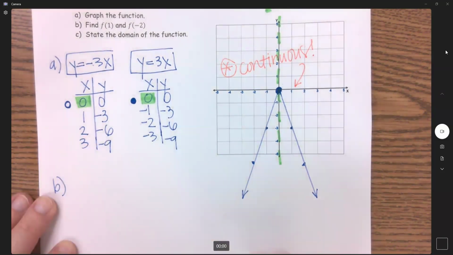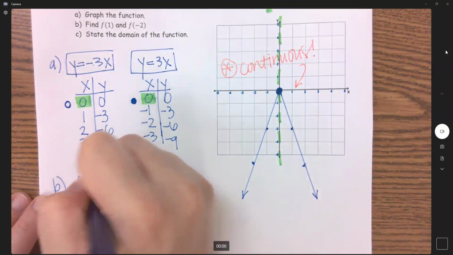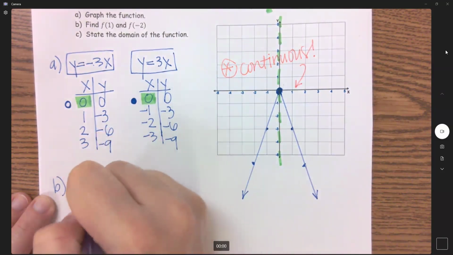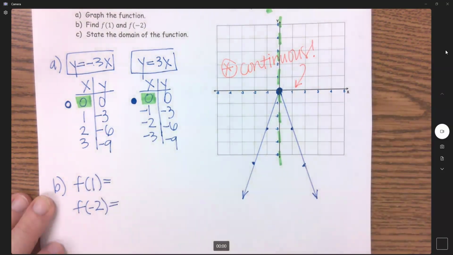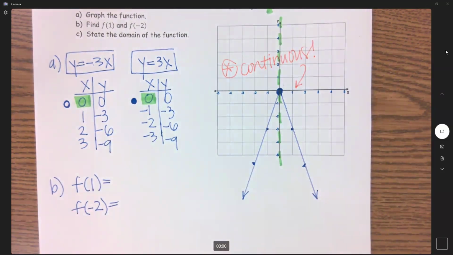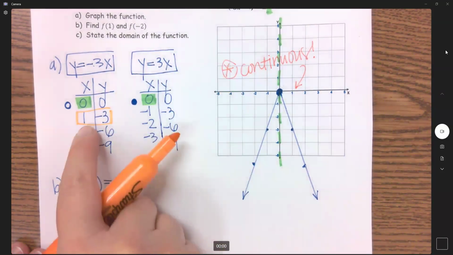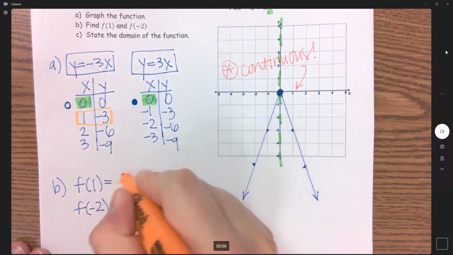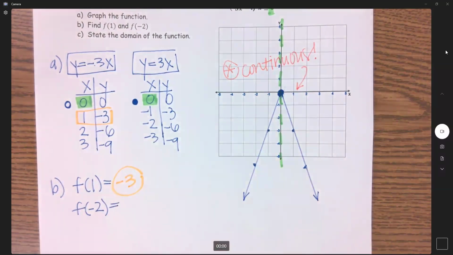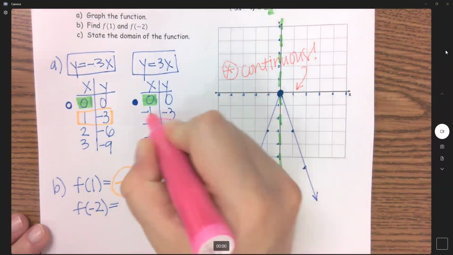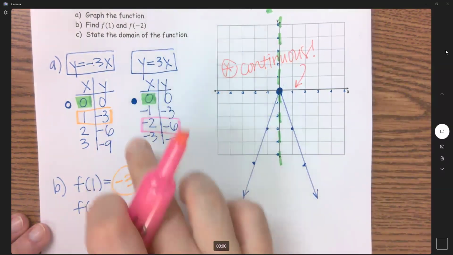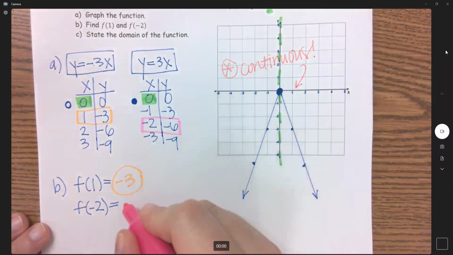Continuing on here, part B wants us to find f of 1 and f of -2. Pause the video, see if you can find those two values. Okay, I hope you had time to pause the video. f of 1 is right here. When x equals 1, my y equals -3. And my f of -2 is over here. When my x is -2, my y is -6.